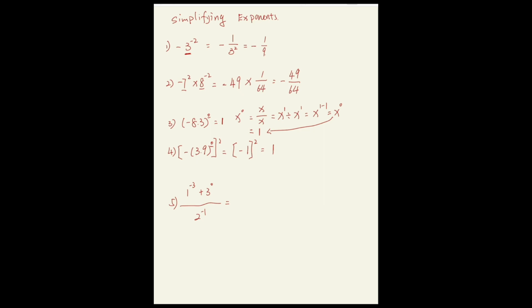For number 5, it's interesting. For number 1, no matter what the exponent is, the result is still 1, so this is 1, and 3 to the power of 0 is 1. Then for this part, 2 to the power of negative 1, because the exponent is negative 1, we need to move its position from the bottom to the top, and then times 2. So in this way, it's 2 times 2 equals 4.